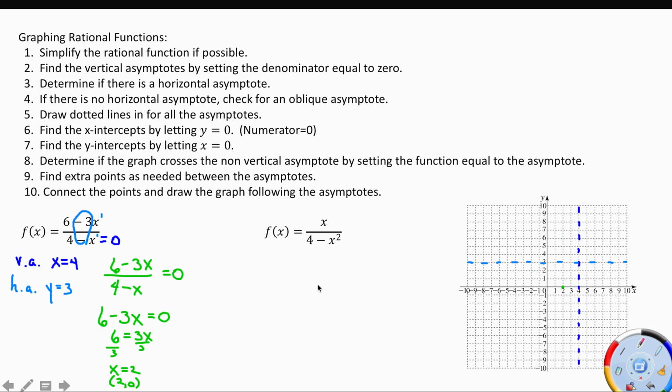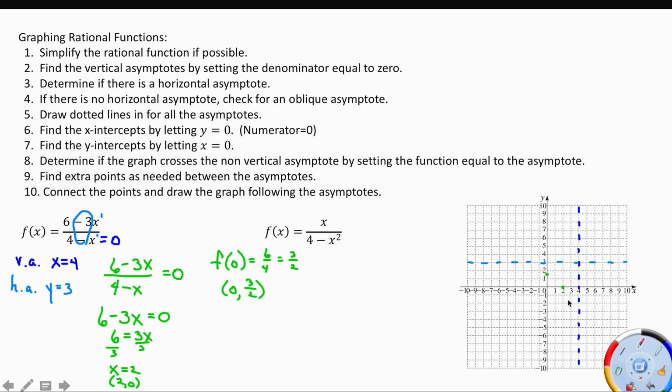And then I'm going to find the y-intercepts. Y-intercepts mean let x be 0. So if I plug a 0 in here and here, I have 6 over 4, or 3/2. Don't forget that's a point. When x is 0, y is 3/2, so 1.5.